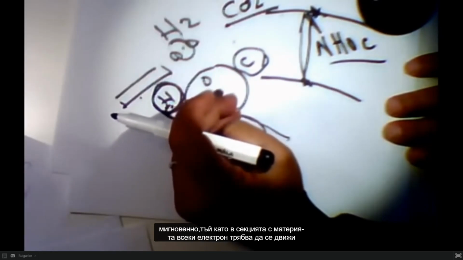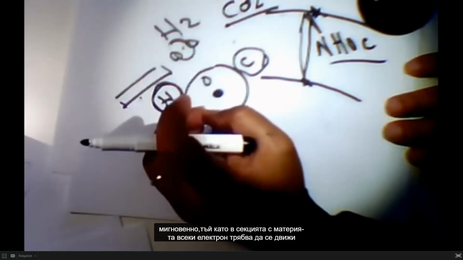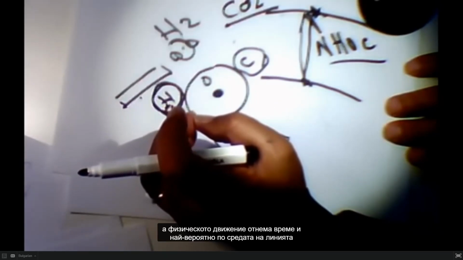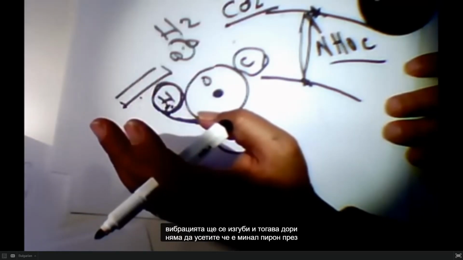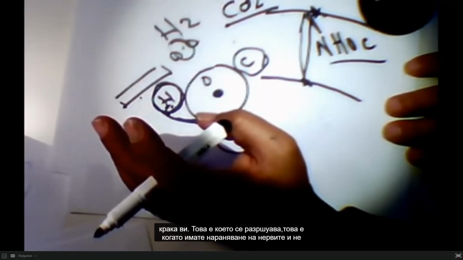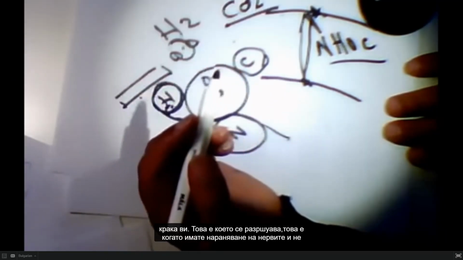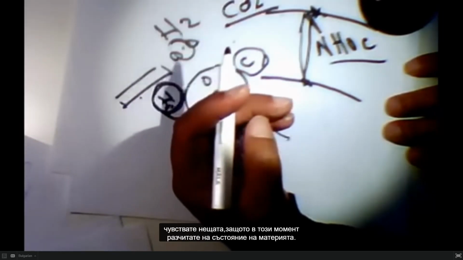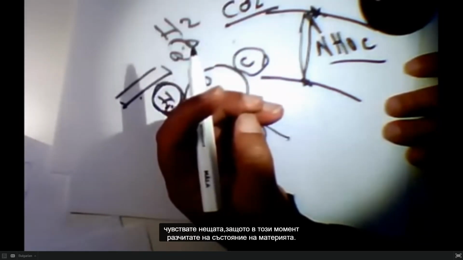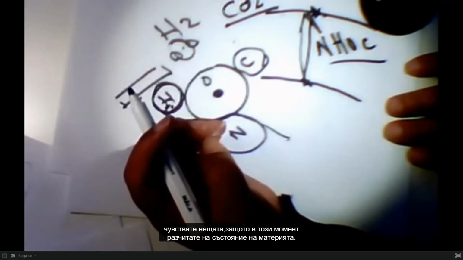Because in the matter section, every electron has to move. Physical movement takes time. And most probably halfway down the line, the vibration disappears, and then you won't even feel that you have a nail through your foot. This is what breaks down when you have a nerve injury, you don't feel things so well, because at that point you rely on the matter state.